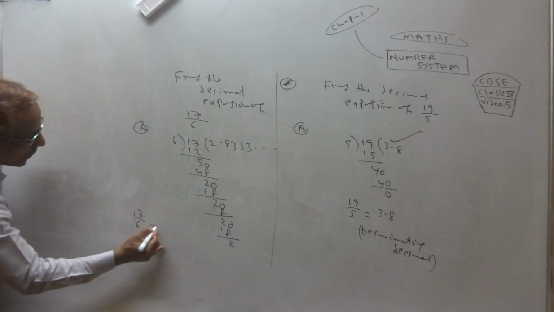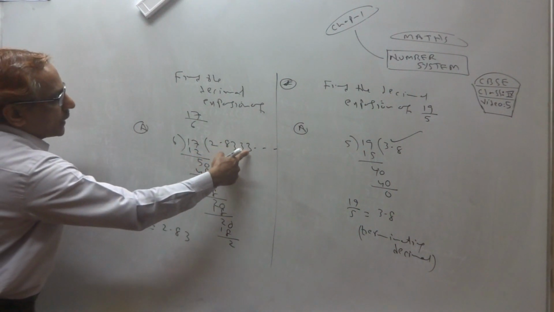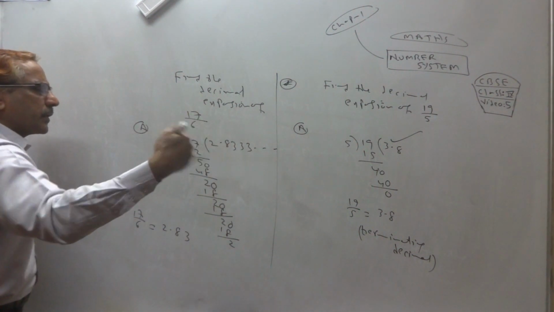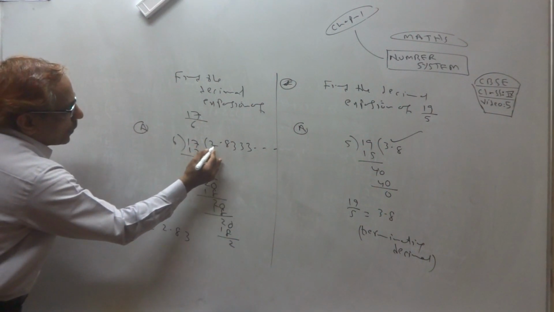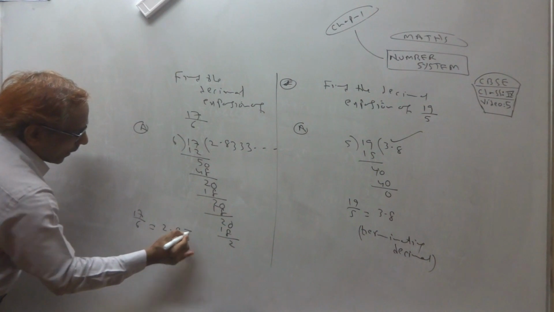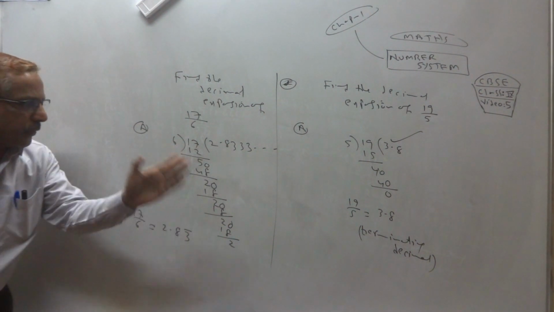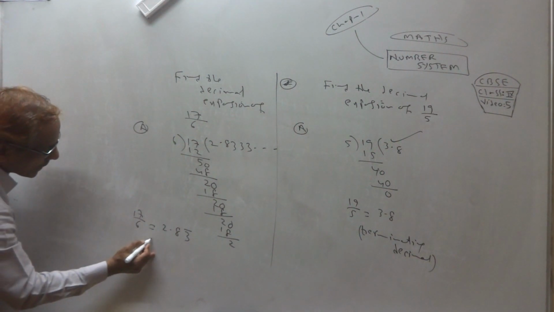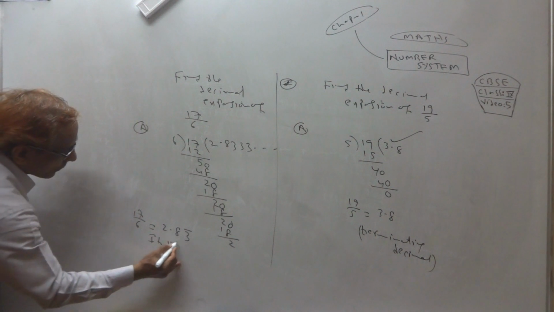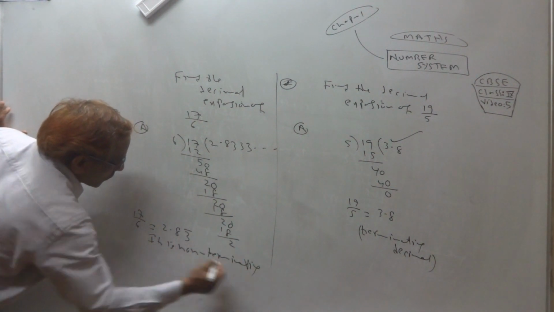So what is the answer? 17 by 6 is equal to 2.8333. It will be repeated continuously, never stops. So what we put is 2.8 with a bar on 3. What is the meaning of that? This 3 will be continued, 3 3 3 3 always you get. So it is called what? It is non-terminating.